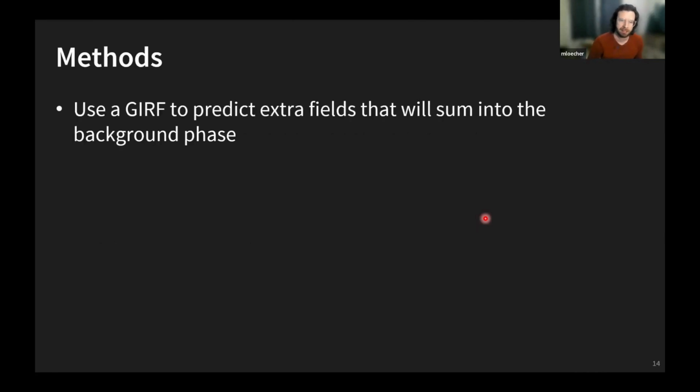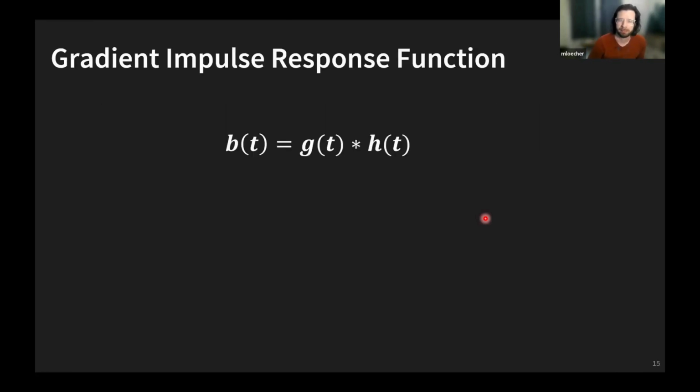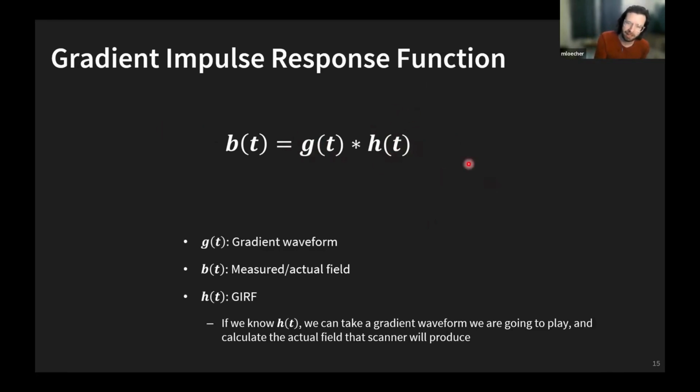The way we're going to do that is to use a gradient impulse response function to predict these extra fields that sum into the background phase. I'm guessing a lot of people already know this, so I'll just do a really quick overview. The simple explanation of what a GIRF is: it's a function that we convolve with our programmed gradient waveform. This H term here is the GIRF. If we know the gradient waveform that we programmed, we convolve them and get the actual field that we're going to measure on the system. This can have different spatial components, so we'll normally compute a GIRF for a 0th order field, and then linear and higher order terms.